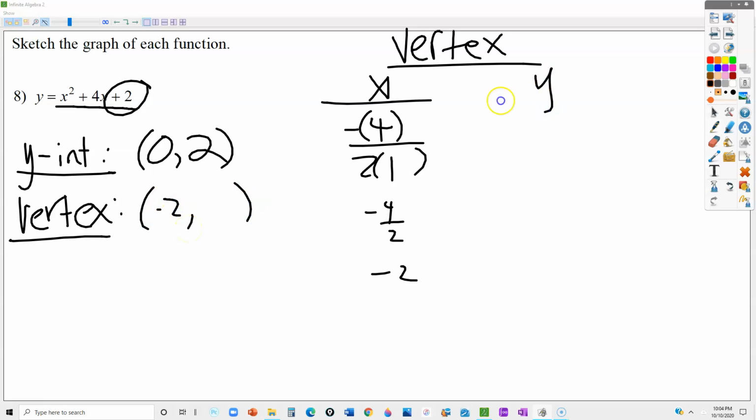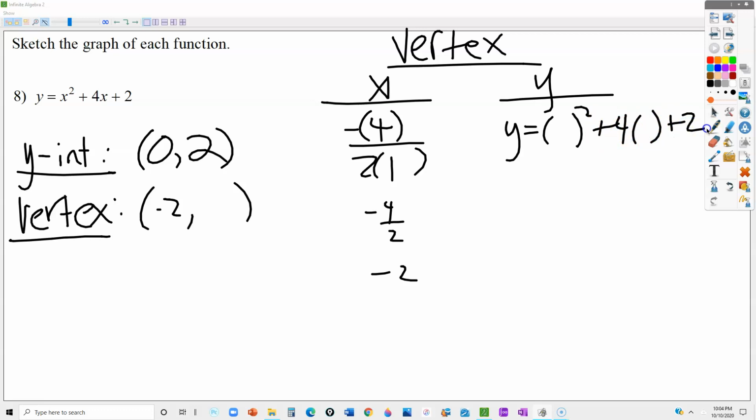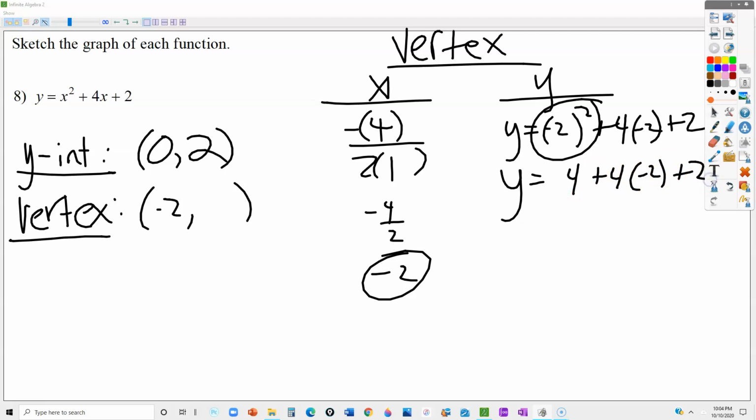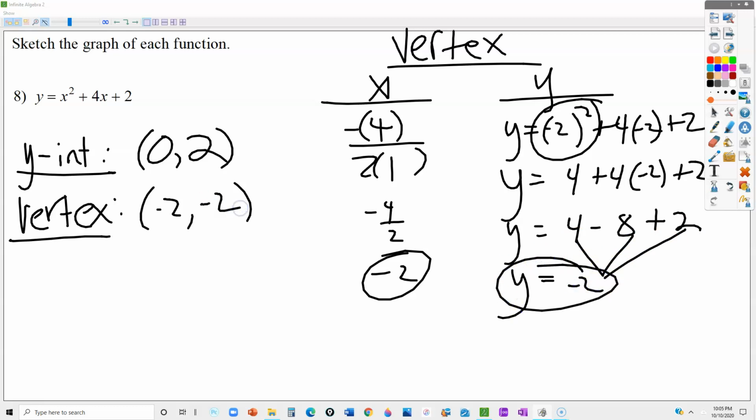Now I need to find my y value. The way you find your y value is by plugging the x value that you just found into your original equation for the quadratic. So I'm going to take my equation of y equals x squared plus 4x plus 2, and I'm going to plug my x value in. When you do this, you've got to remember to do your exponents before you do anything else. And then you do multiplication after that. Finally, you go ahead and just add and subtract. So 4 take away 8 is -4, and if you add 2 to that, you get -2. My y value is also -2, so my vertex is -2, -2.